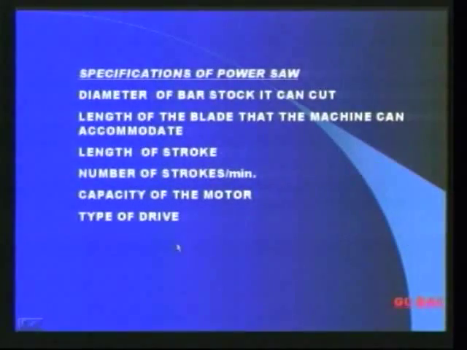Next we discuss the specifications of power saw. In order to purchase a machine that need to be specified with the following parameters: diameter of bar stock it can cut, length of the blade that the machine can accommodate, length of stroke, number of strokes per minute, capacity of the motor, type of drive.